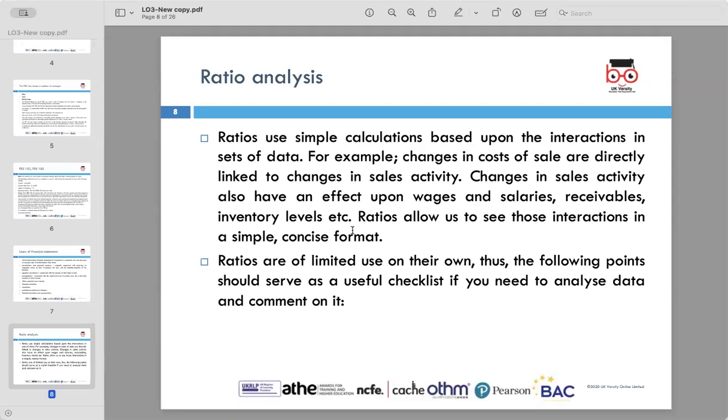Limited use in isolation. While ratios provide valuable insights, they are of limited use on their own. It is important to consider them in conjunction with other financial information and contextual factors to gain a comprehensive understanding of the entity's financial health.